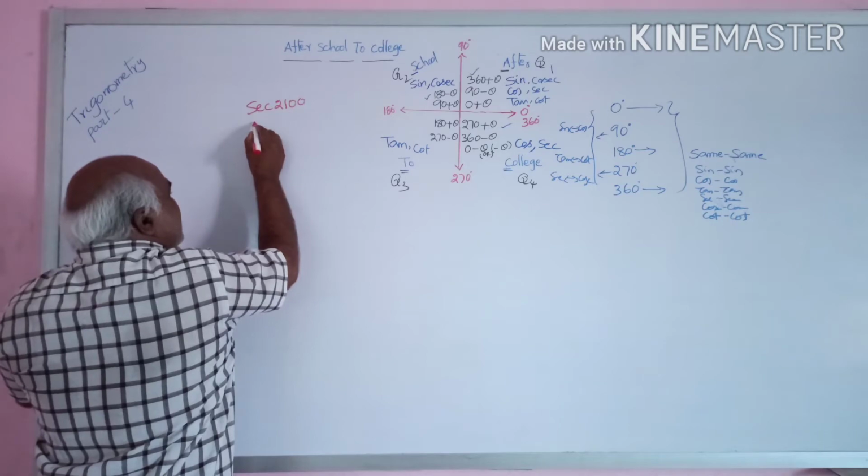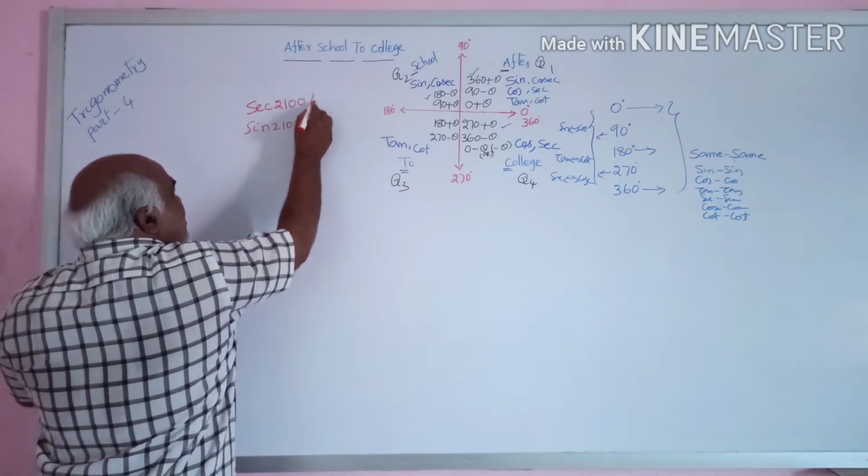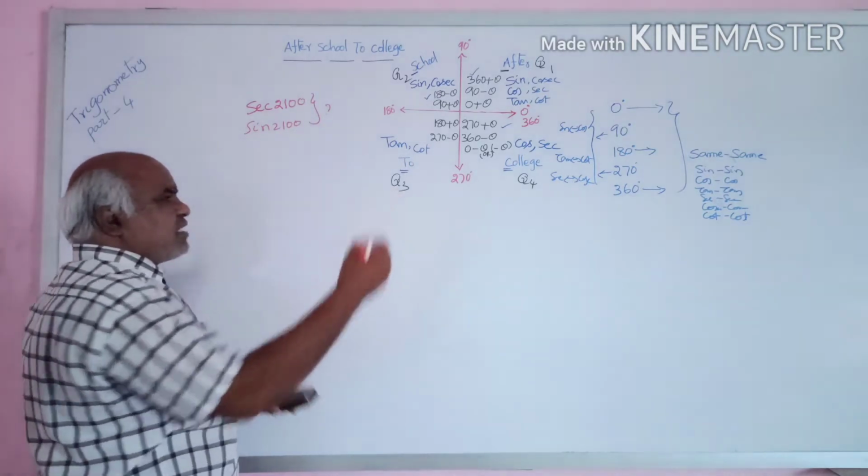2100. Next, sine 2100. Like this, you can find the bigger angles in a similar way.